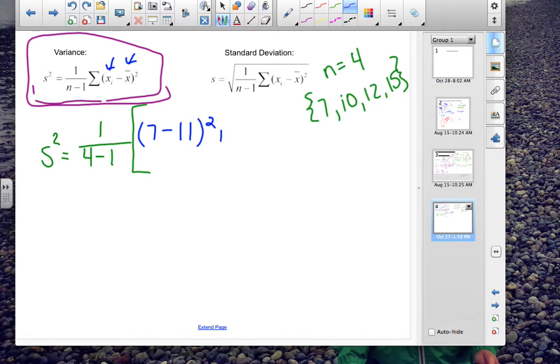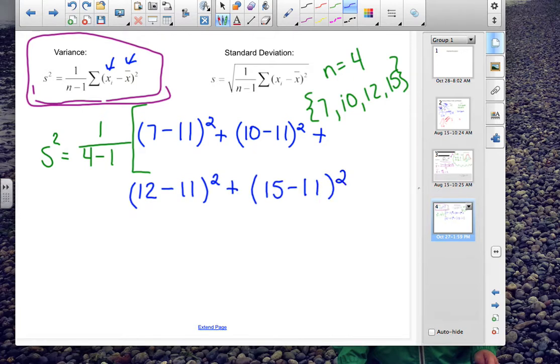It's a summation, so I'm going to put a plus sign here. And then I'm going to do my next x value, which is 10, minus the mean, squared, plus. I wish I could go off to the right, but I'm going to go below. My next x value, which is 12, minus the mean, squared, plus my last x value is 15, minus the mean, squared. Close that. So s squared equals 1 over 3.